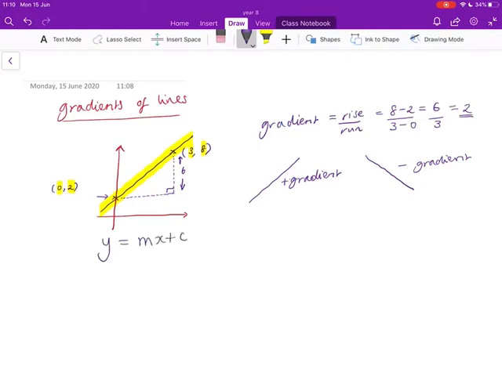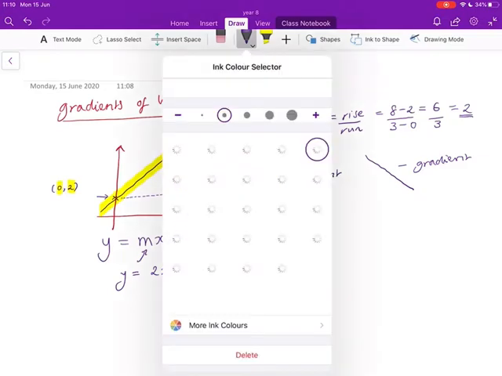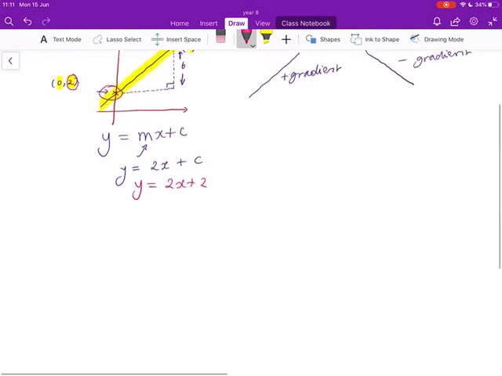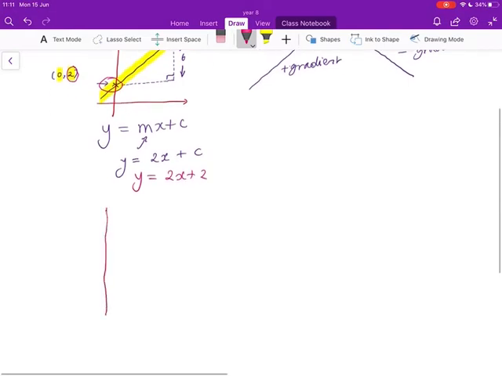If I want to form the equation of the line, y equals mx plus c is the equation of the line. Just worked out the gradient is 2, so I know it's y equals 2x plus some magic number. And then if you know where your line crosses the y-axis, which I do in this case, I know it crosses the y-axis here at the value of 2, so my line would be y equals 2x plus 2 for that particular line. Let's have a look at another one.